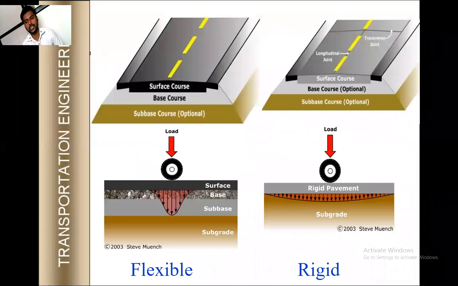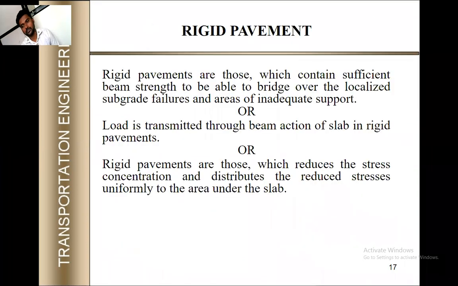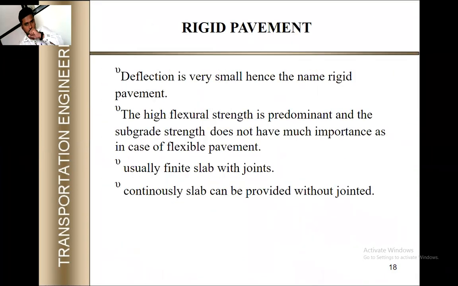In this figure, you can see in the flexible pavement there is less area, so there will be more stress. By the figure you cannot see, but in the rigid pavement the load is uniformly distributed over a large area, so there will be less stress. In the rigid pavement, deflection is very small. Then the high flexural strength will be there in the rigid pavement. Then whatever load is coming is transferred by the finite slab in the beam action.